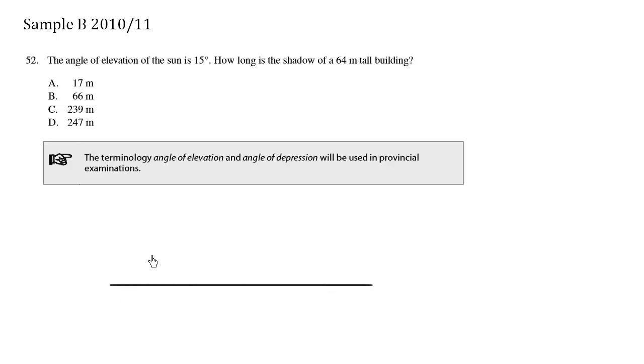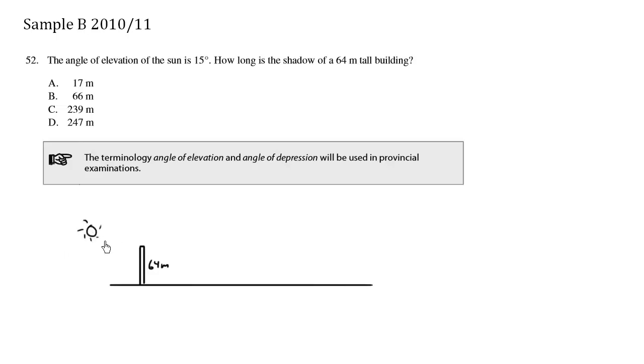So I'm going to draw a nice building here. It doesn't really matter which place you put it in. So here's our building, and this building is 64 meters tall. Now it says here the angle of elevation of the sun is 15 degrees. So visualize the sun starting at 0 degrees, sunrise, beautiful sunrise, and then it's going to be here at 15 degrees.